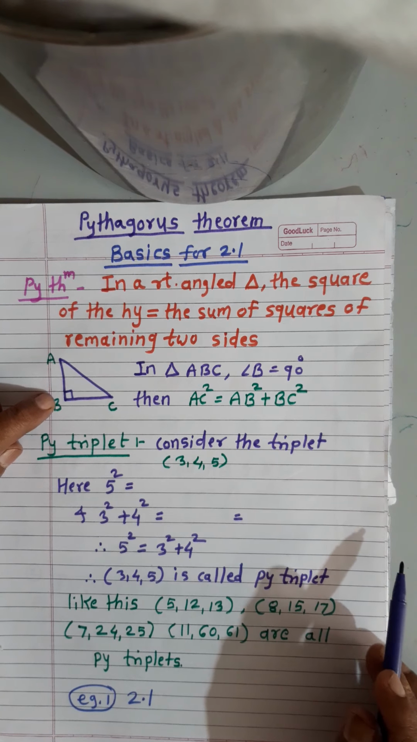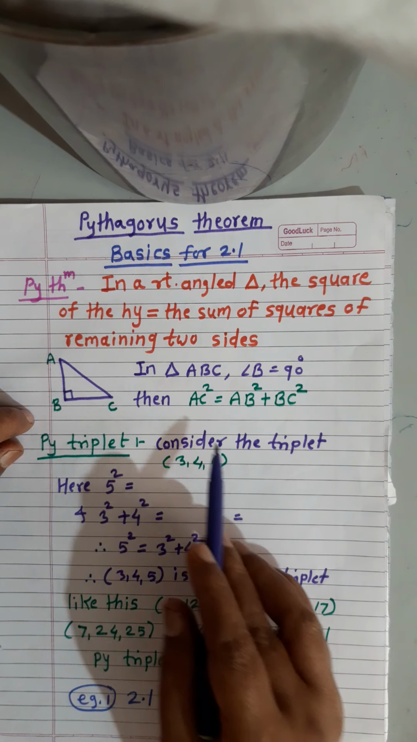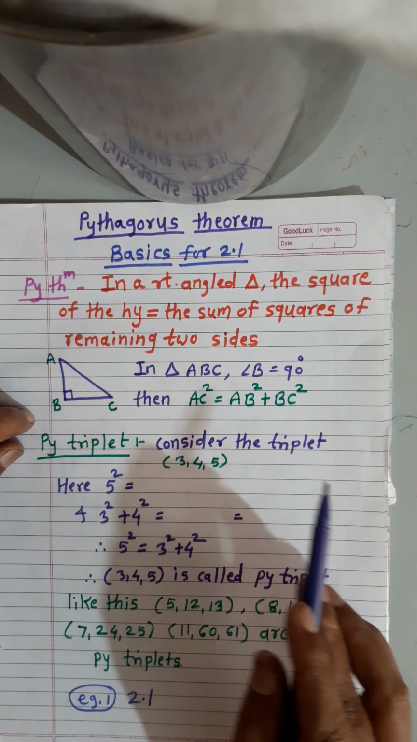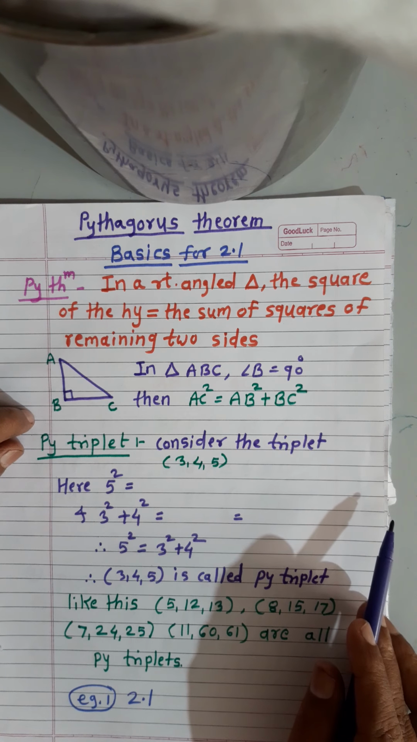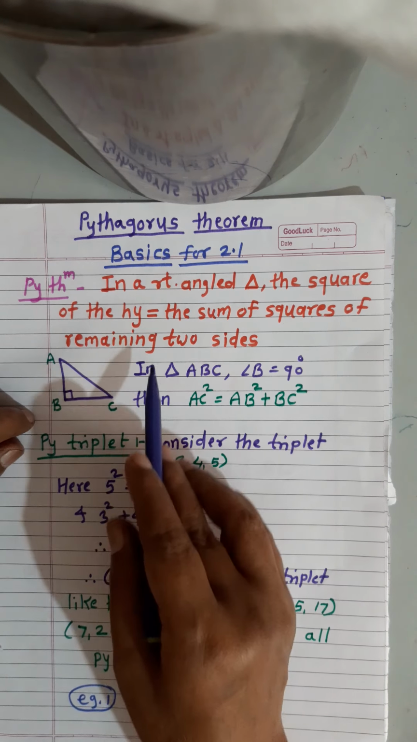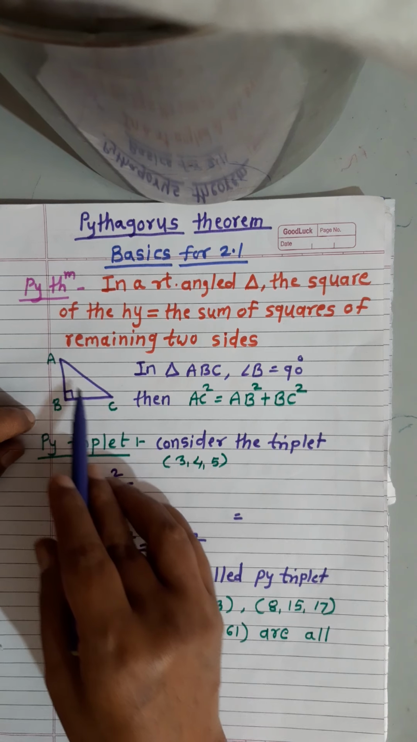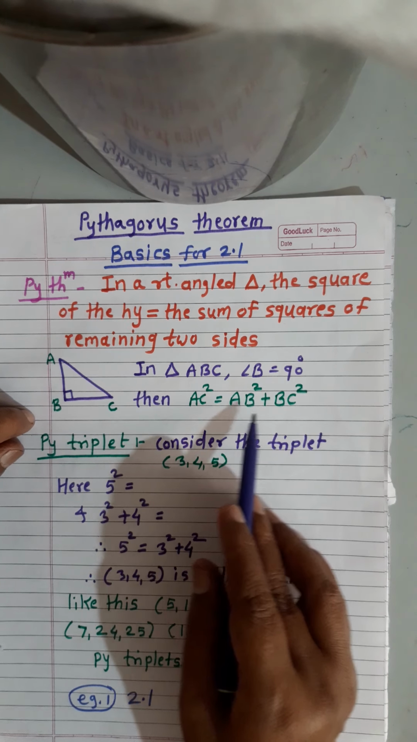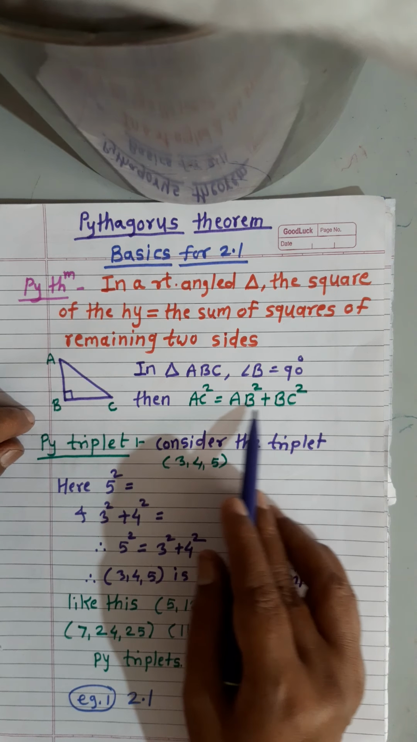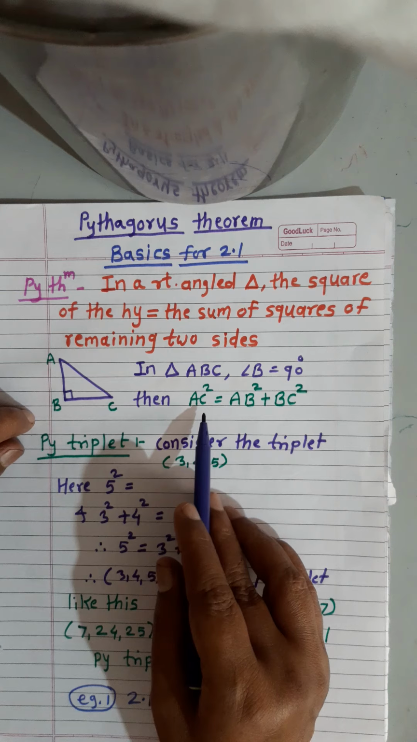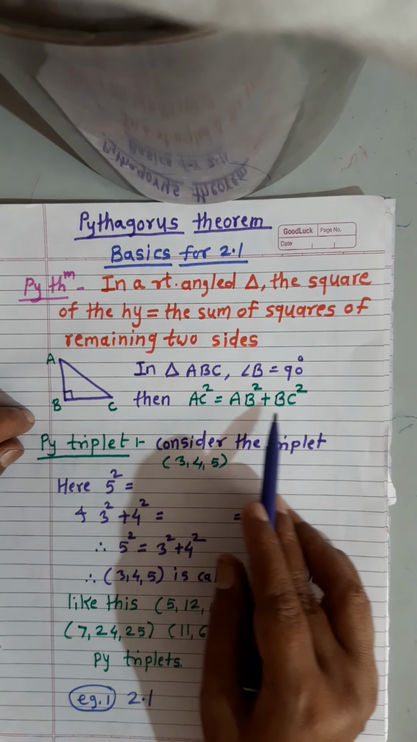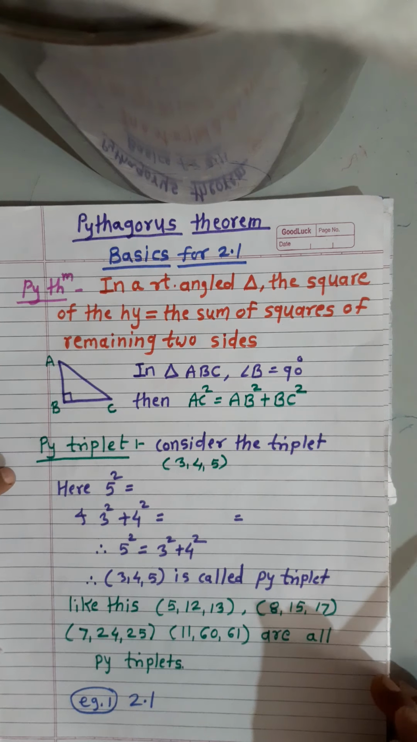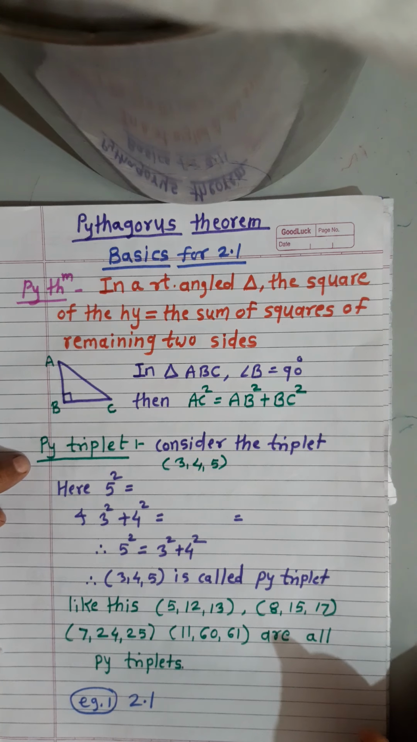In the right angle triangle, that means in triangle ABC, angle B equals 90 degrees, what we have to show is that the square of the hypotenuse AC, AC square, is equal to the sum of the squares of the remaining two sides, means AC square equals AB square plus BC square. Now we consider first Pythagoras triplet.